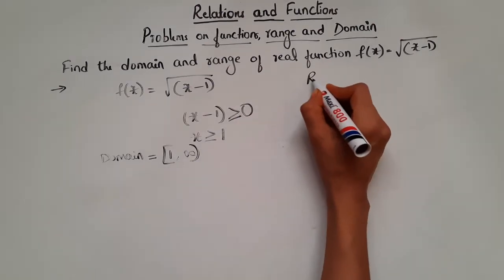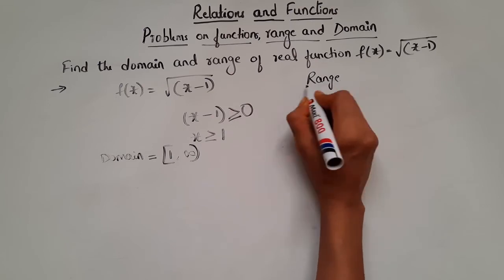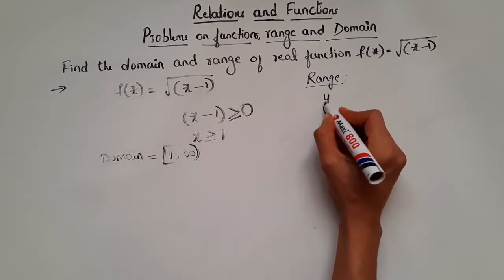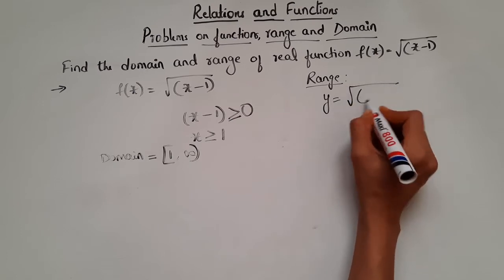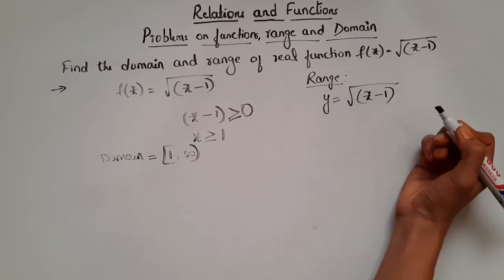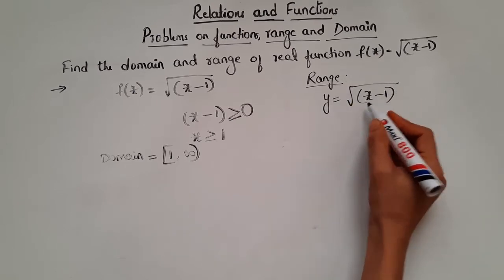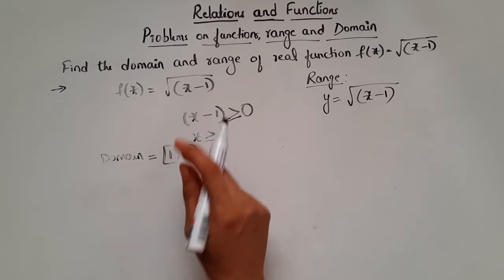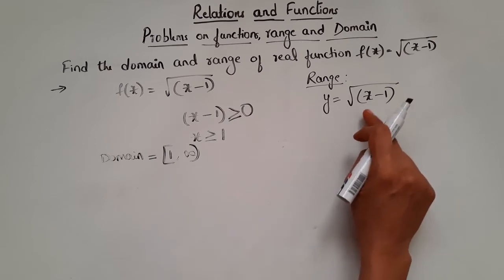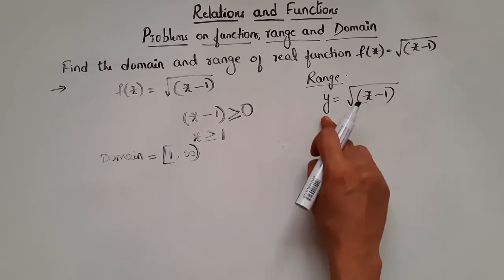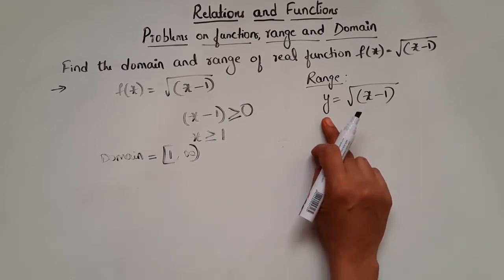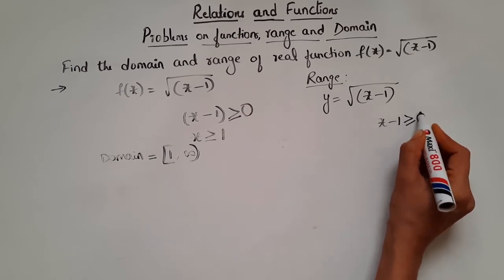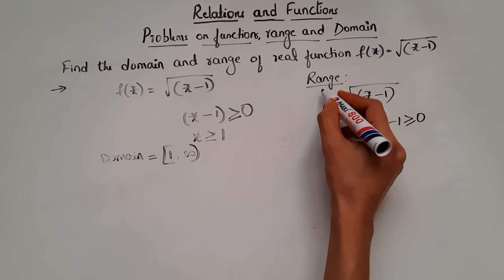Now let's see what is range. For range you will take this f of x is equal to y. So y is equal to square root of x minus 1. We know for the values of x from 1 to infinity, the function is defined. When you put these values for x, the value you get for y is your range. So we know x minus 1 should be greater than or equal to 0. So how will be your y? How will be the answer?